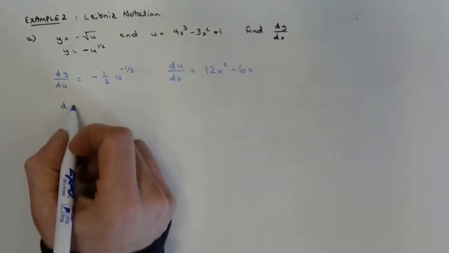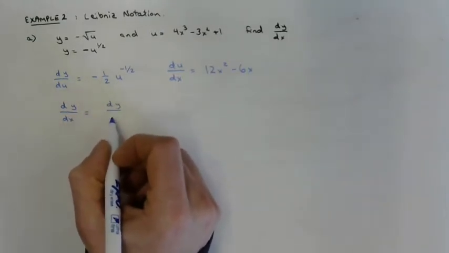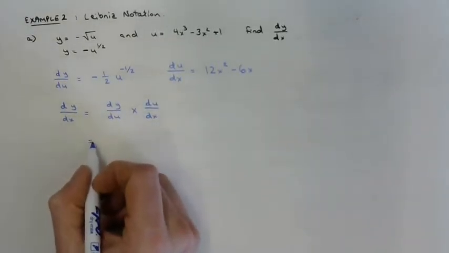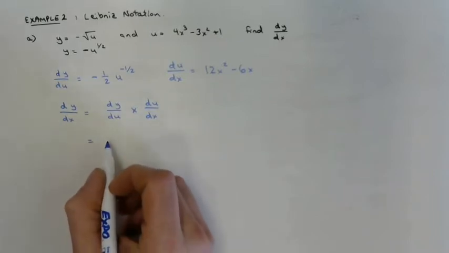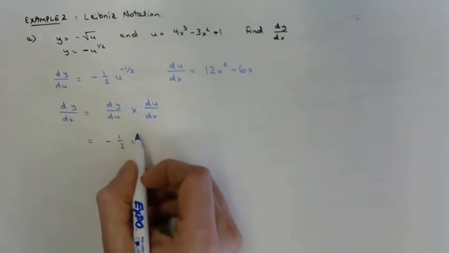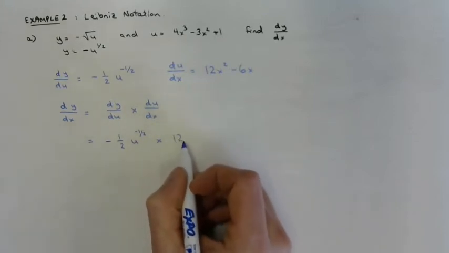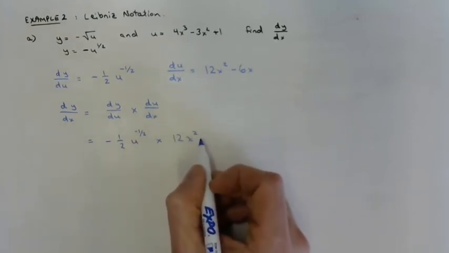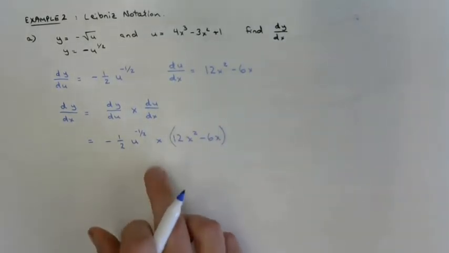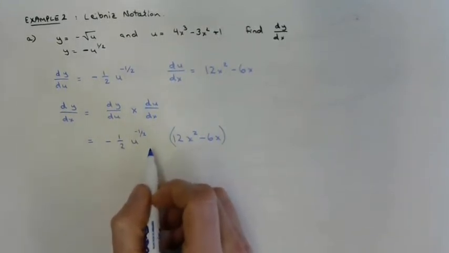So according to the chain rule, dy by dx is equal to the product of dy by du and du by dx. So we'll sub those things in. The derivative of y with respect to u is negative 1/2 u to the power of negative 1/2. The derivative of u with respect to x is 12x squared minus 6x. And at this point, we could probably stop putting that multiplication symbol in between. We know it's being multiplied.